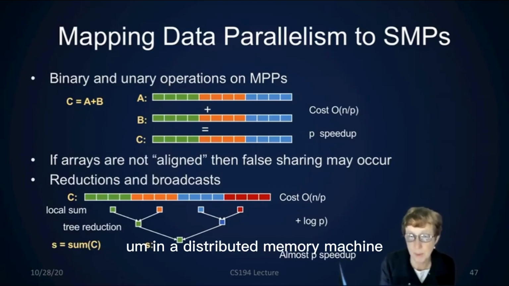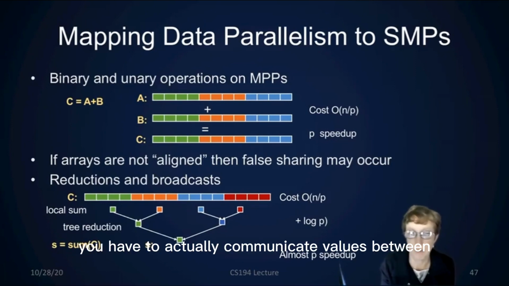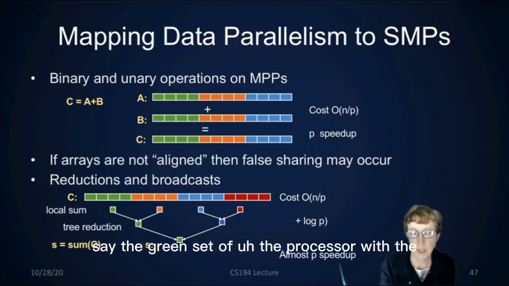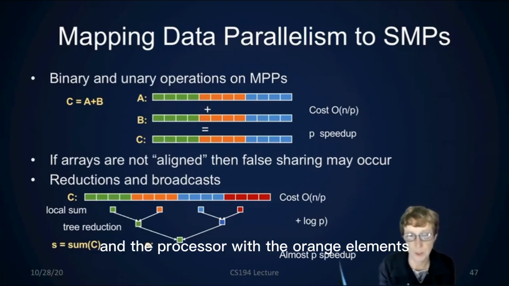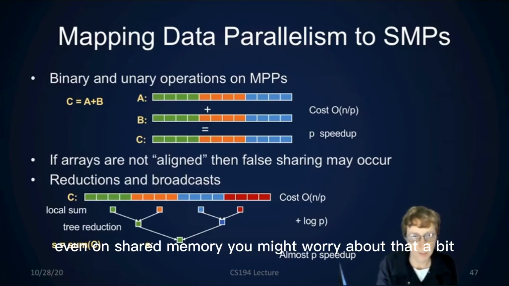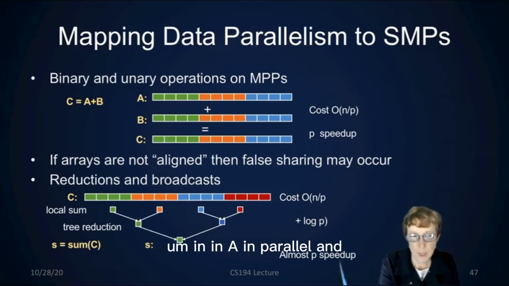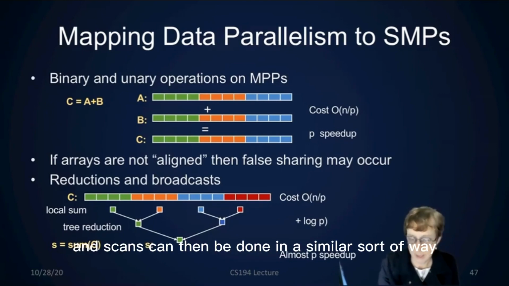In a distributed memory machine, it becomes much more obvious that if the arrays are not aligned, you have to actually communicate values between, say, the processor with the green elements and the processor with the orange elements and so on. But in any case, even on shared memory, you might worry about that a bit. Reductions and broadcast, so how do they work in parallel? And scans can then be done in a similar sort of way.